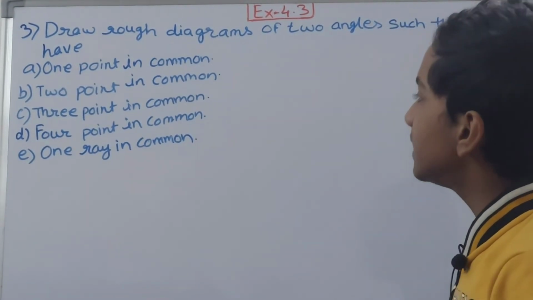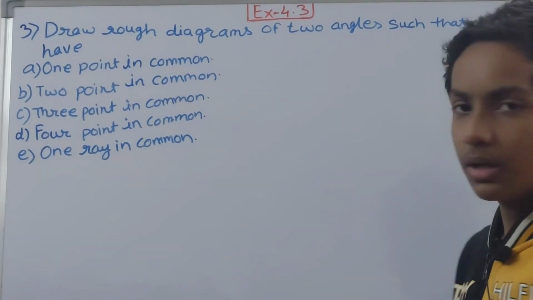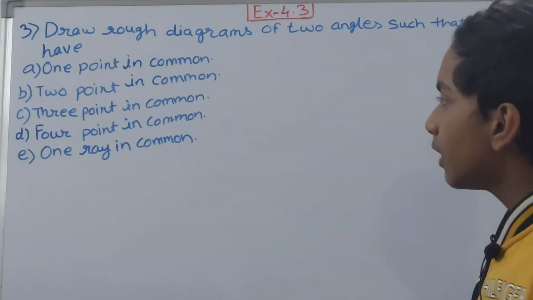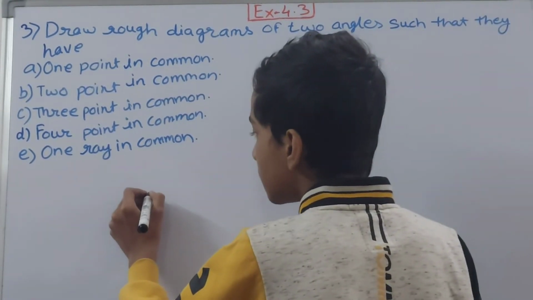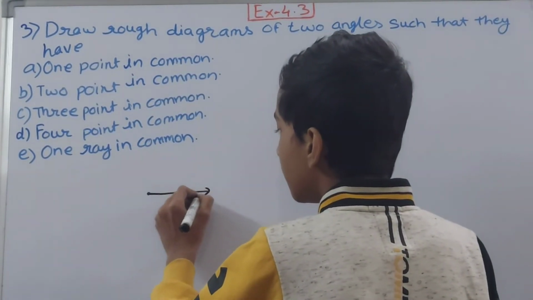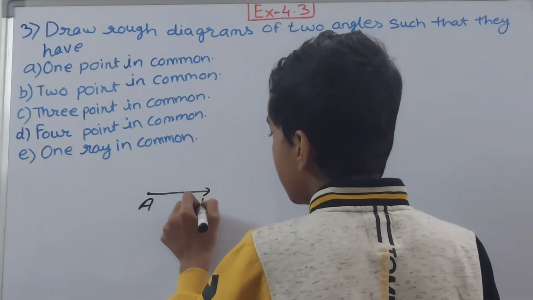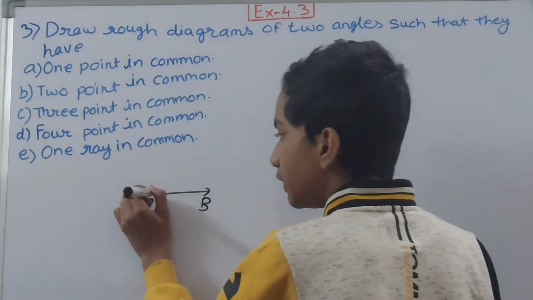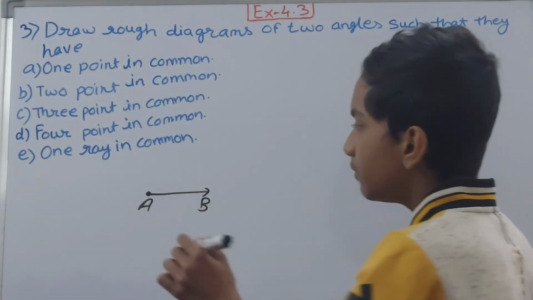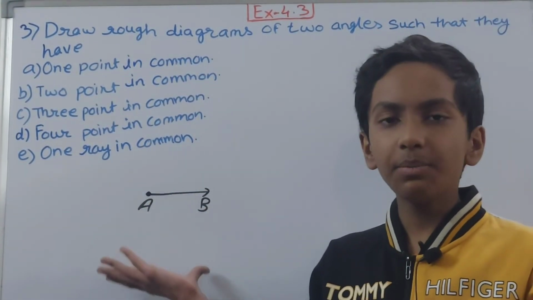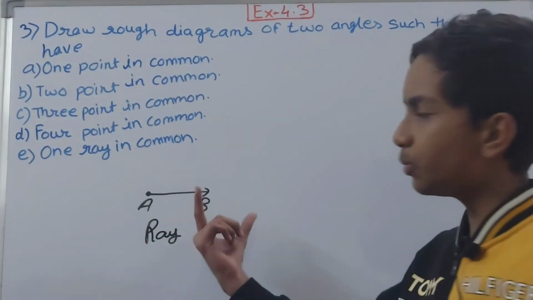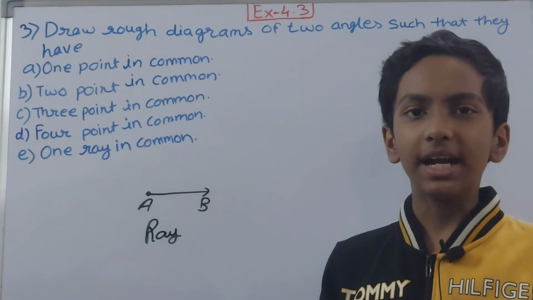Now the next part is one ray in common. Now we will make 2 angles which will have one ray in common. First of all, you need to know what is a ray. You already know how we make a ray. AB, this is an example of a ray. Here this is a point, right? This is a point, and here we have an arrow. So this is an example of a ray, right? Now this thing has to be common in any 2 angles that we will make.